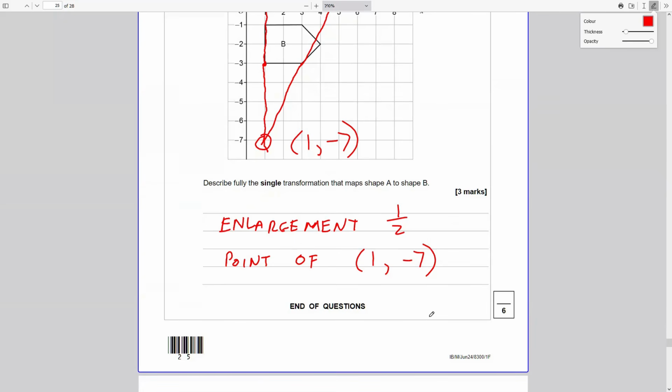We're all done. Not too bad. Foundation level, paper 1, non-calculator.